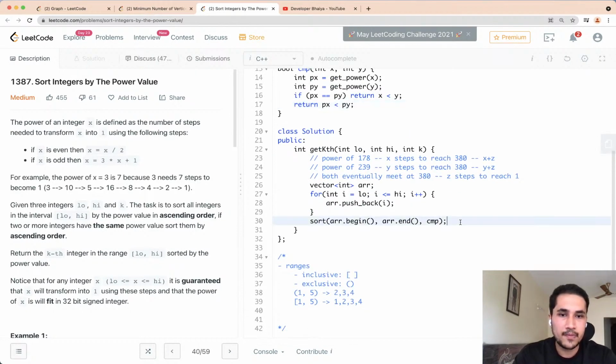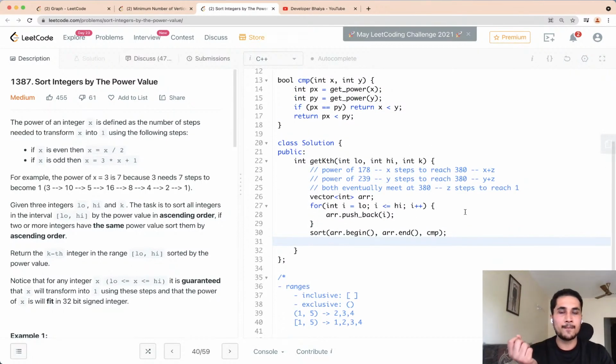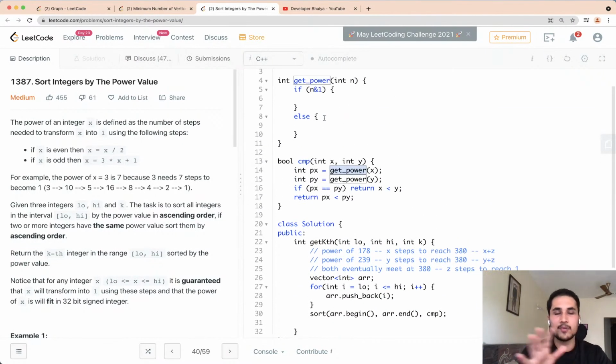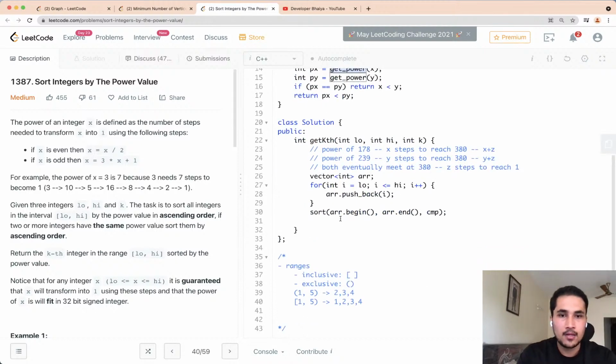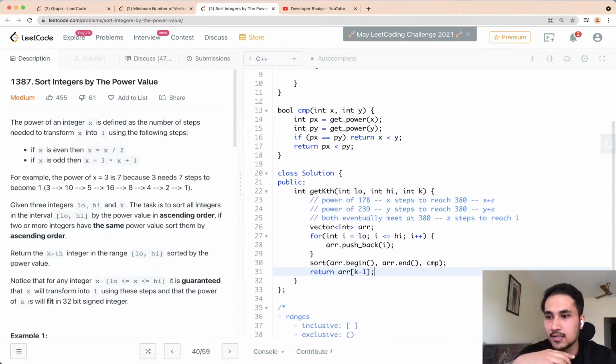So using this comparator function, I am ensuring that once I sort the array, I am sorting it in terms of power values, and the power computation is optimized, it's memoized. It's not currently memoized, but I will implement that later. And then finally, I can return array of k minus 1, right? So this is the overall idea that I'm proposing, and I'll quickly check the comments if anyone has any doubts.